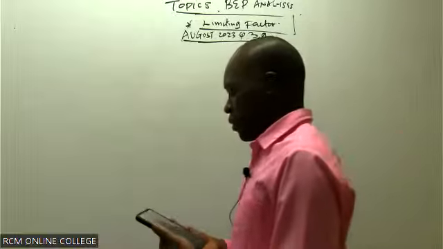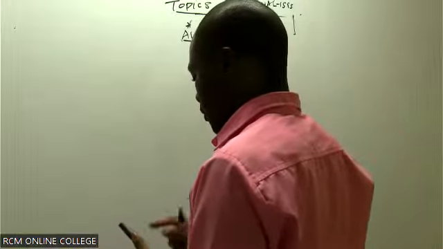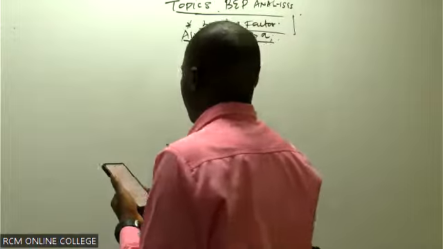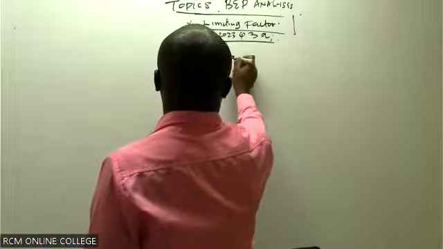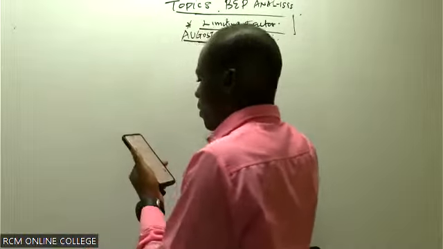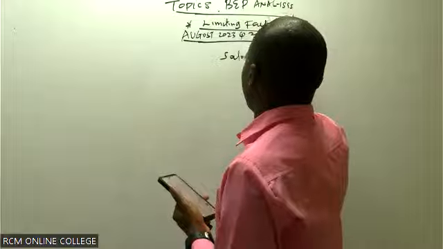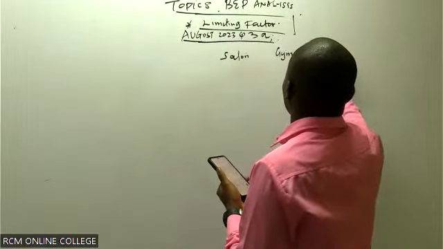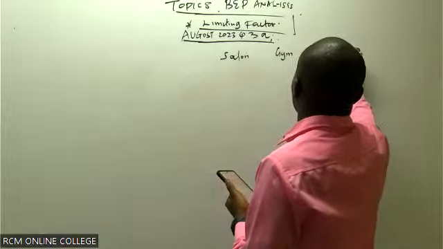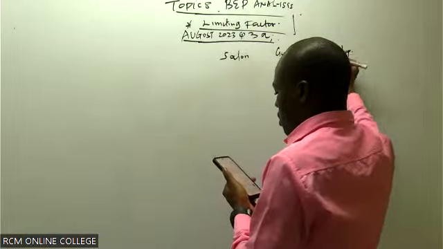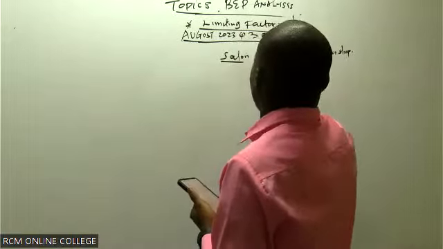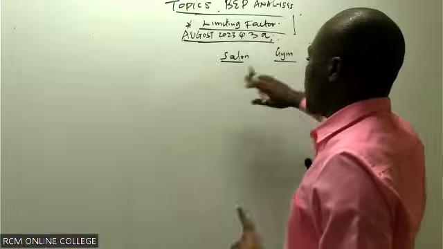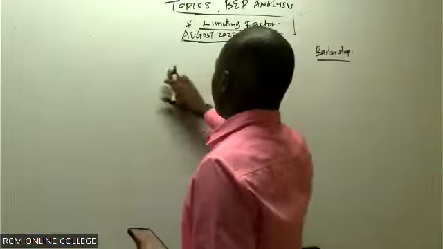As you can see here, we have these 3 services being offered. We have salon, we have gym, we have barber shop. So that is what they have, the 3. For a service industry, these are services. For a manufacturing, of course, you're going to deal with physical goods.